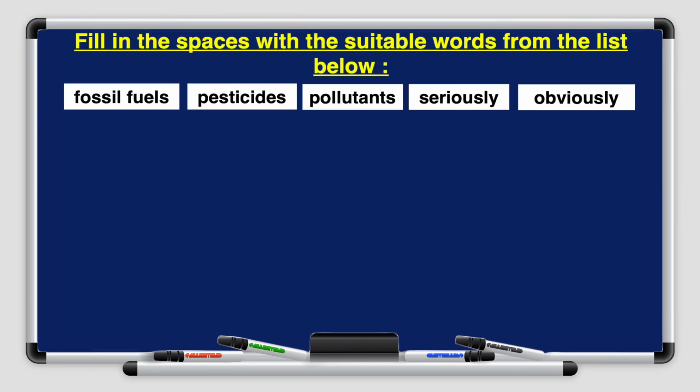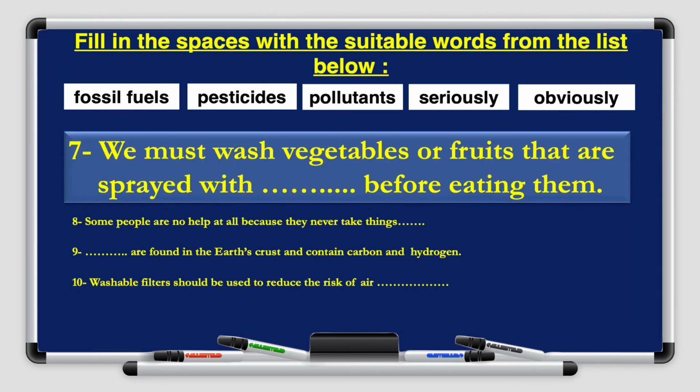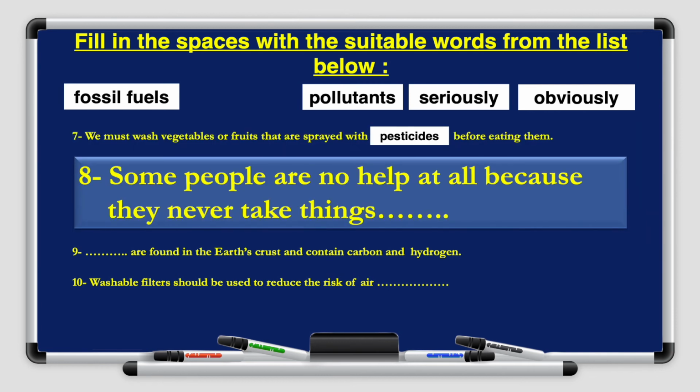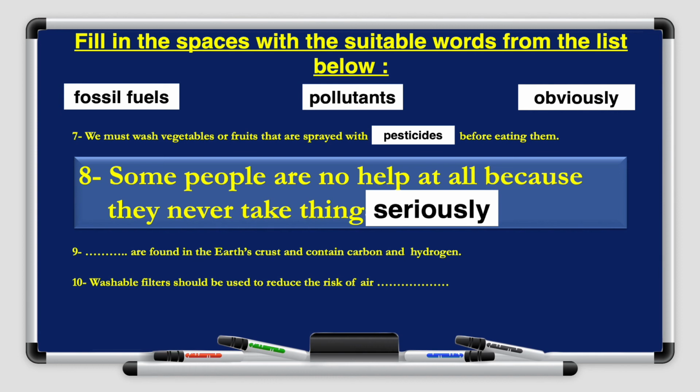Moving on to another type of questions. Fill in the spaces with the suitable words from the list below. Number 7. We must wash vegetables or fruits that are sprayed with blank before eating them. So before eating, we should wash vegetables and fruits if they were sprayed with pesticides. Excellent job. Number 8. Some people are no help at all because they never take things seriously. The answer is they are not serious. In some cases, you have to be serious to get things done.